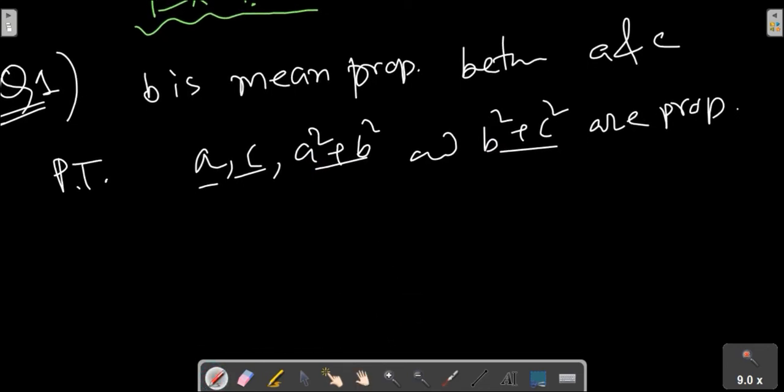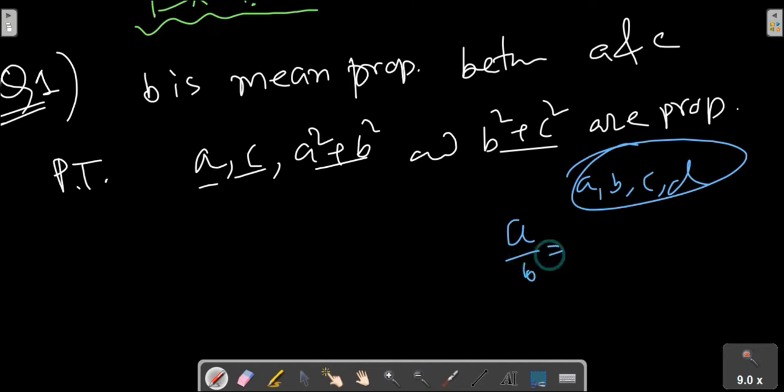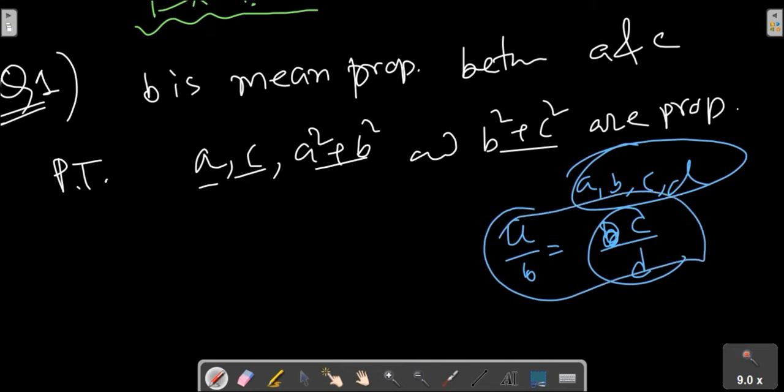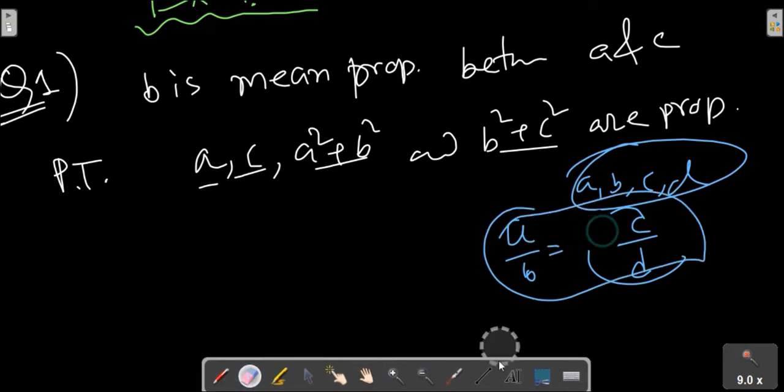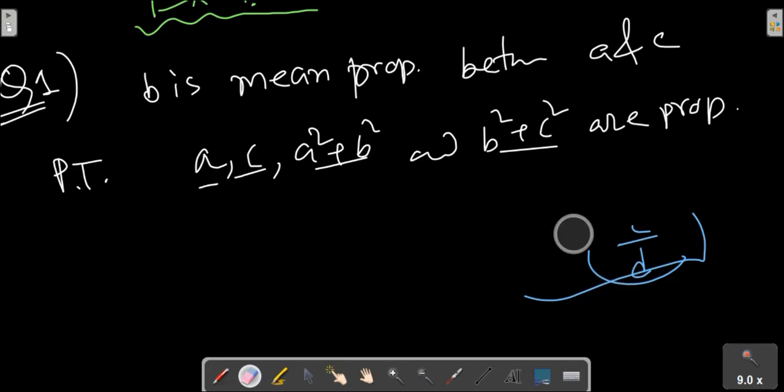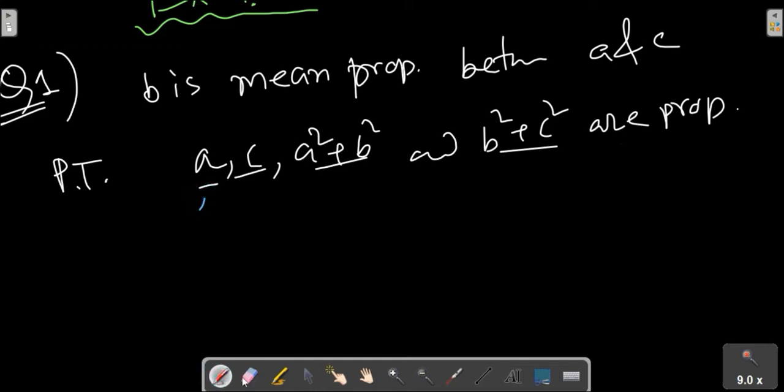Now on the rough side I want to show you one thing. If these four terms A, B, C, D are in proportion, then A by B is equal to C by D. I hope all of you have understood. Now as these four terms are in proportion, we should get something like that, but we need to show it. So we have to show that they are in equal proportion.